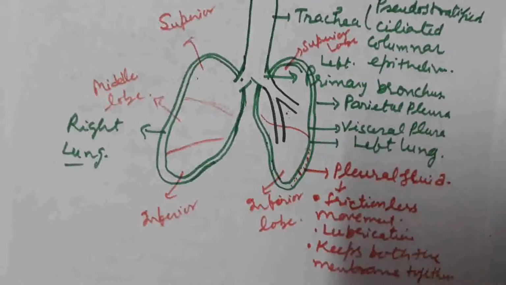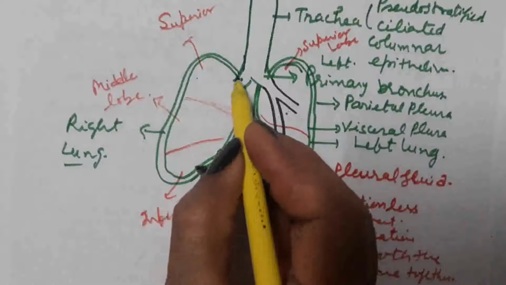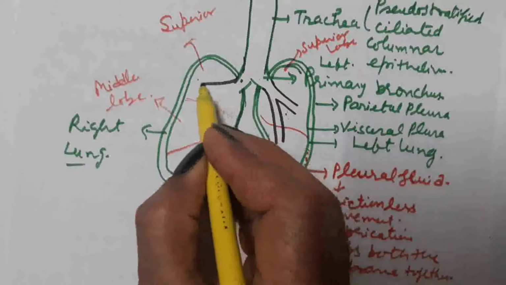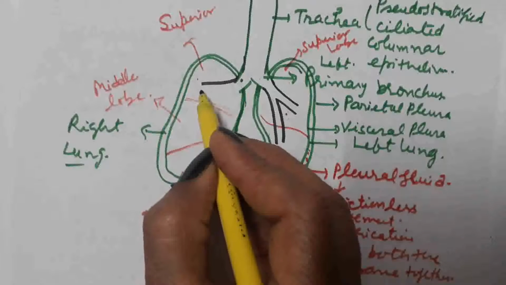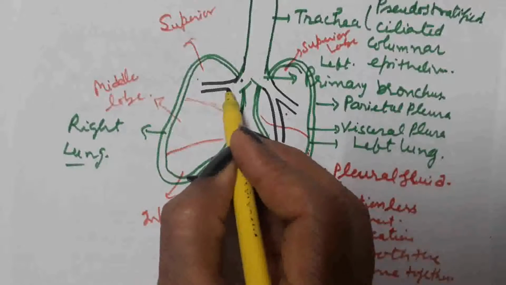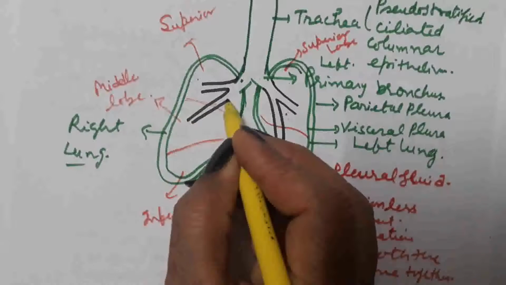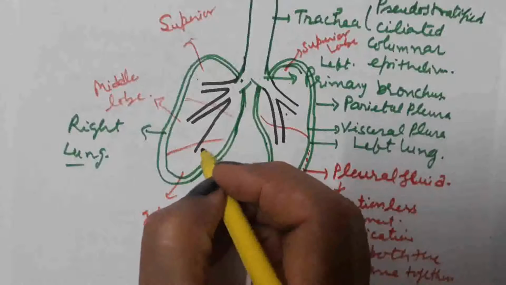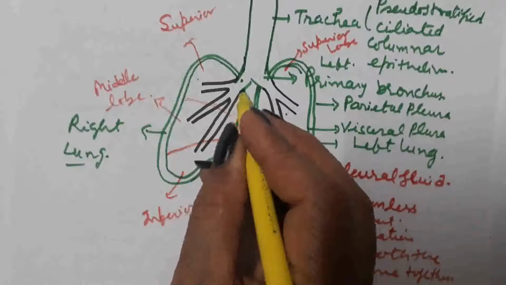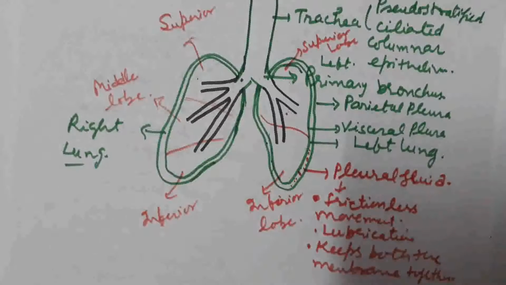While in case of right lung, primary bronchus is divided into three secondary bronchus, one present in the superior lobe, one present in the middle lobe, and the third one enters into the inferior lobe, and they constitute the secondary bronchus. Secondary bronchus divided into tertiary bronchus.